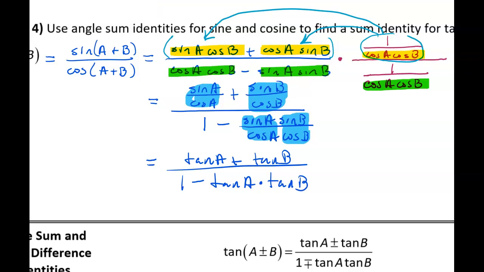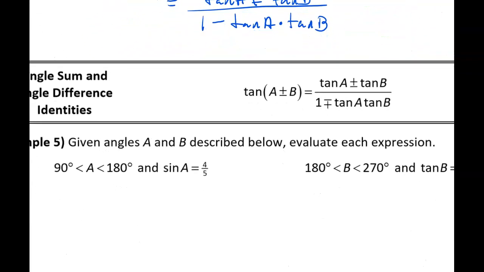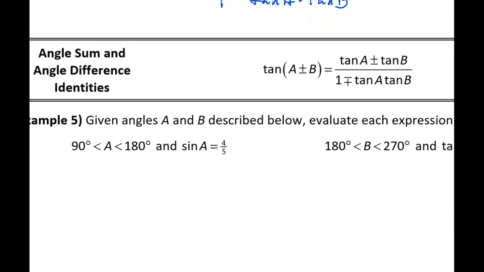Now, we just did this for the angle sum formula, but the derivation for an angle difference is very similar. So what this gives us is the angle sum and difference identities for the tangent, which are tangent of A plus B is tangent A plus tangent B over 1 minus tangent A tangent B. That's the one that we just derived. And then we simply switch the signs for the angle difference identity. Tangent of A minus B is tangent A minus tangent B over 1 plus tangent A tangent B.